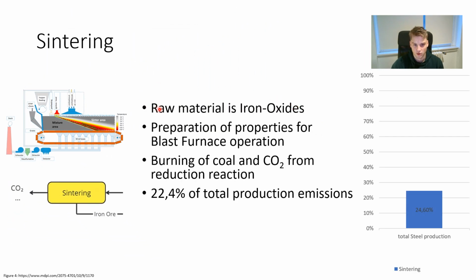I've shown you that the raw materials for iron and steel production are mostly iron oxides, and that the sintering process is used to prepare the iron ore with the properties needed for the blast furnace operation. CO2 is mainly created by burning of coal in the mixture bed and also partly by the reduction reaction, which also releases CO2. In the end, 22.4% of the total production emissions are related to the sintering process.